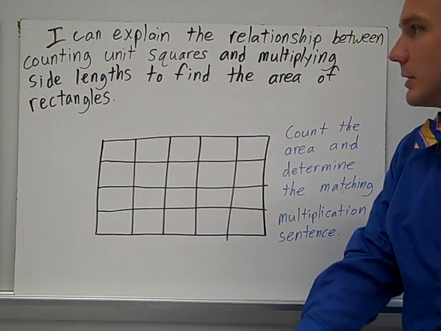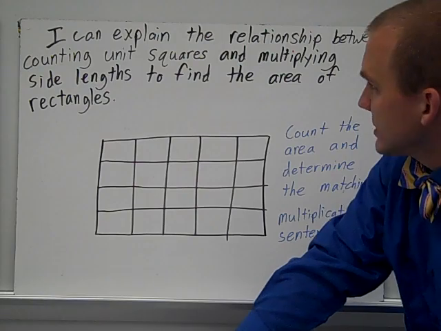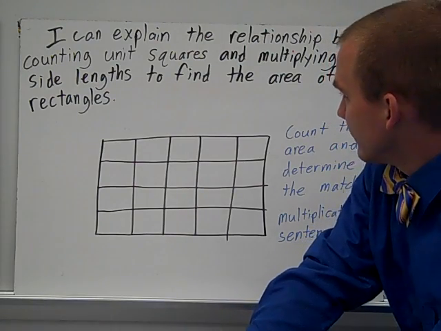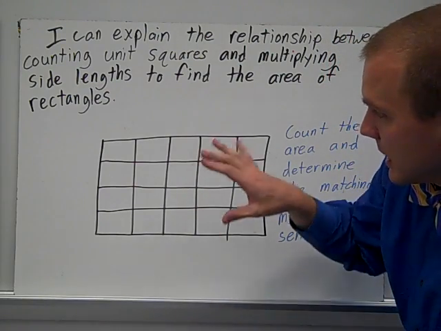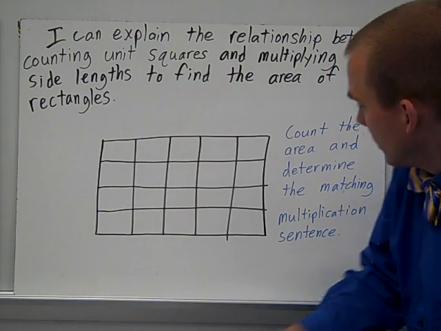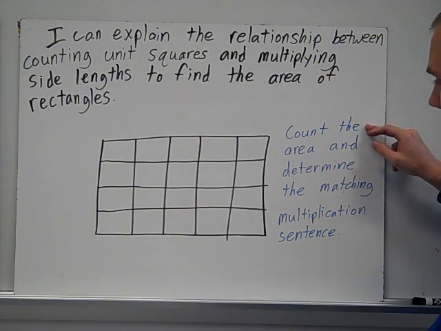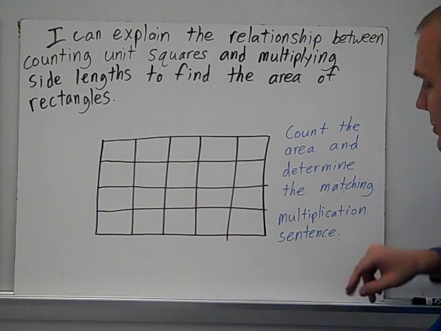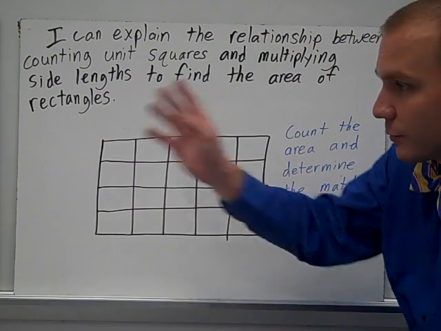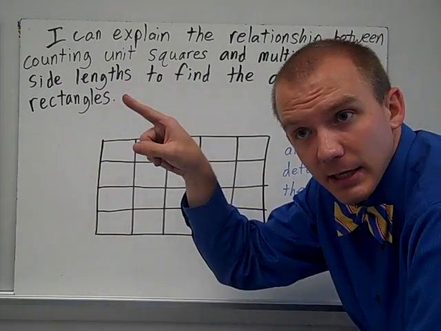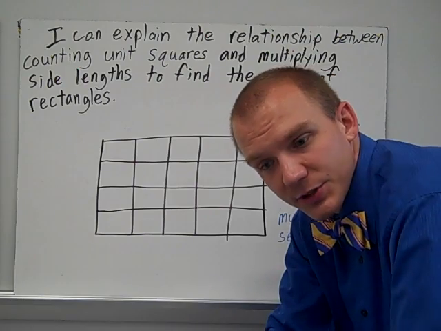I can explain the relationship between counting unit squares and multiplying side lengths to find the area of rectangles. Here's a larger rectangle. I want you to count the area and determine the matching multiplication sentence. So in the previous slide, we counted and got 6, and our matching multiplication sentence was 3 times 2.